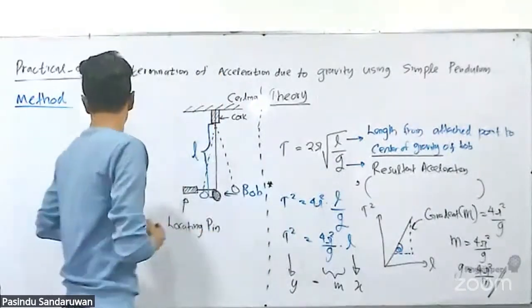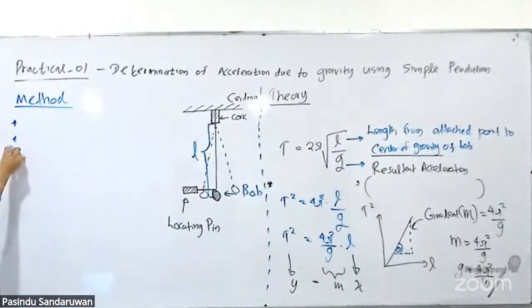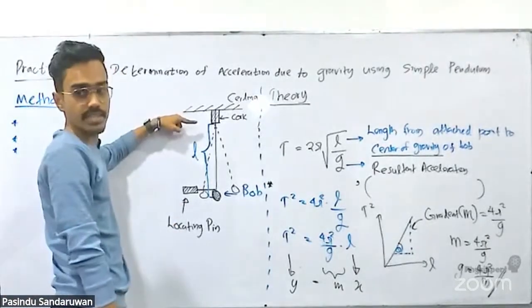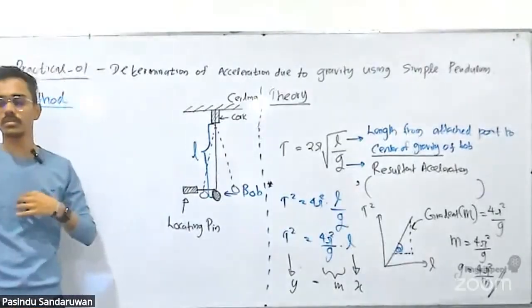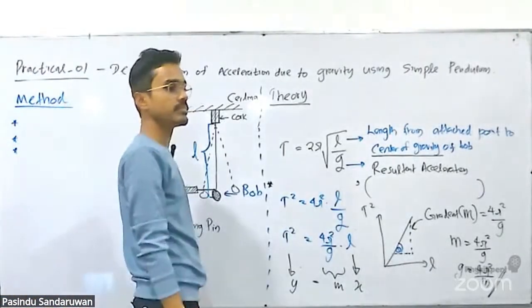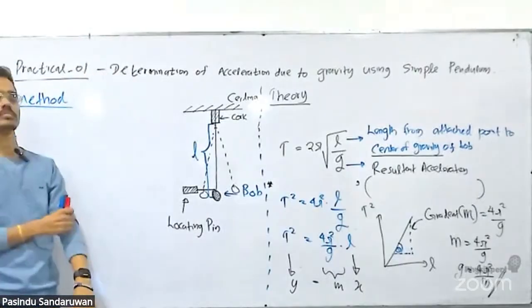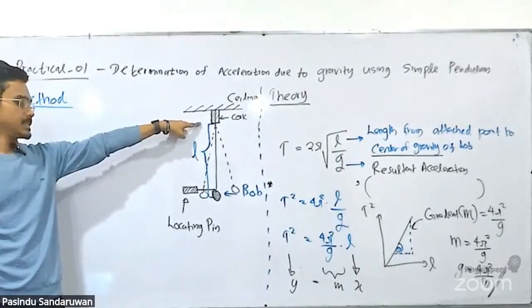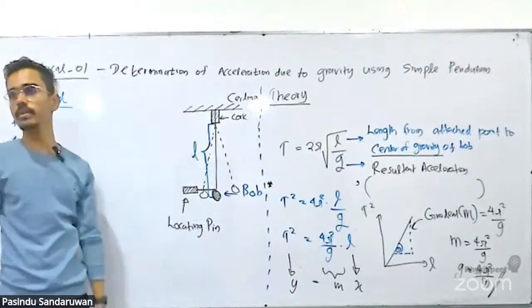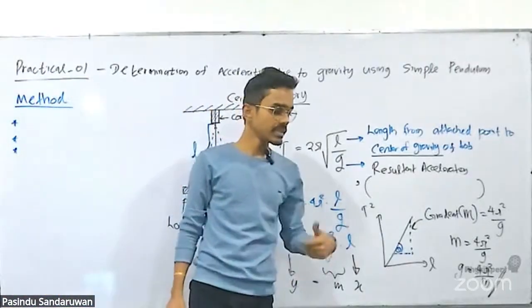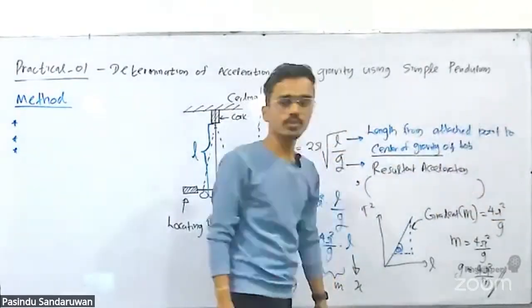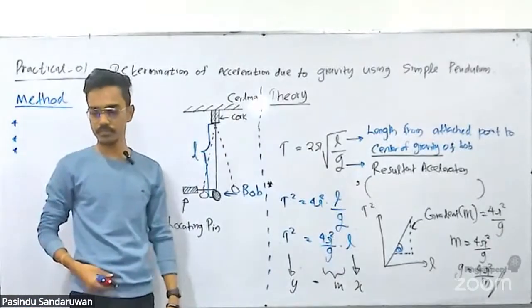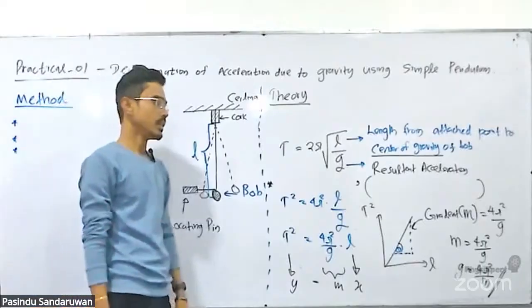Second point. Write these ones in point form. Measure the distance from the attach point to the center of the spherical bob. Right. Next point.